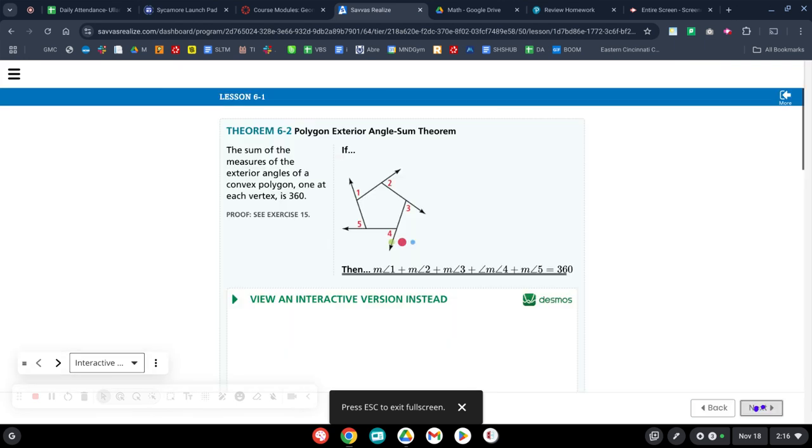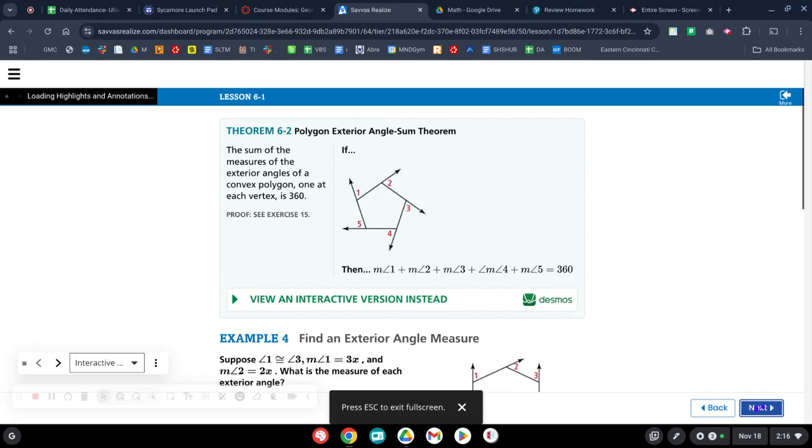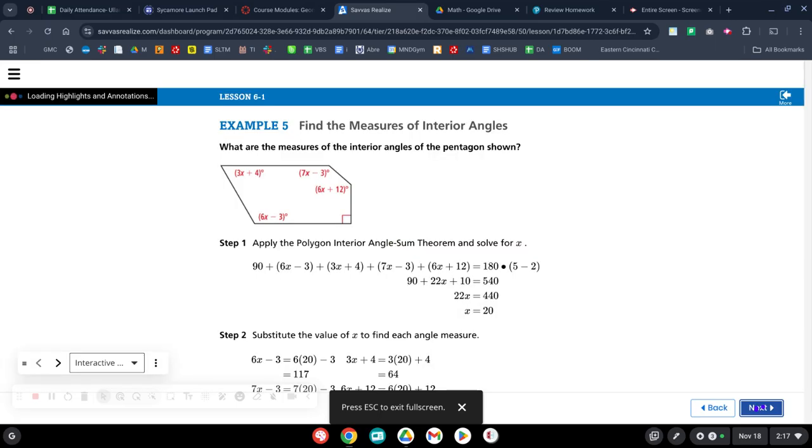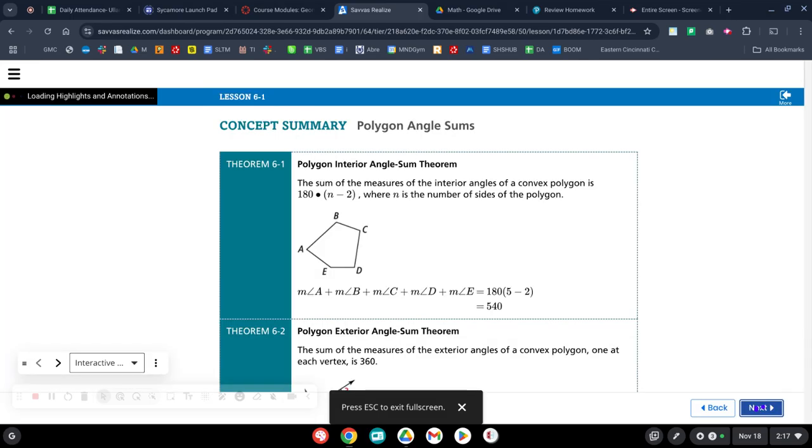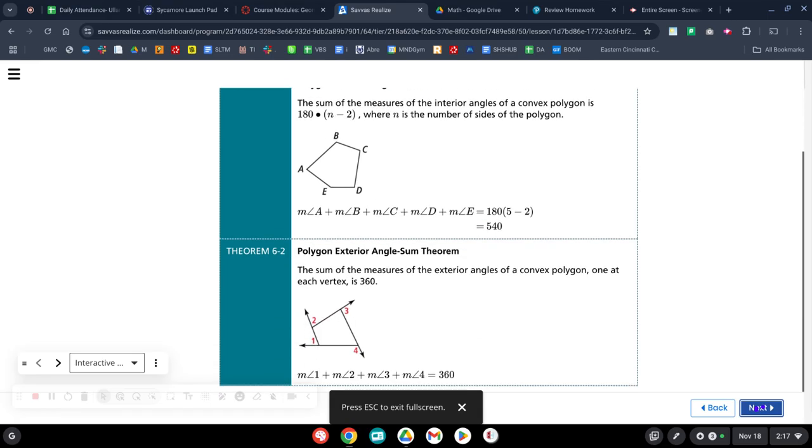Our next theorem, which is the exterior angle sum. There it is. The measure of the exterior angles of a convex polygon, one at each vertex, is 360. And now you guys will be kind of practicing. I think that's probably enough to get you started. Here's your summary. Theorem 6.1, Theorem 6.2. Boom!